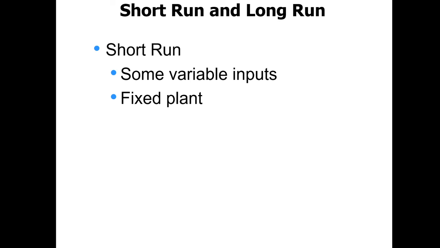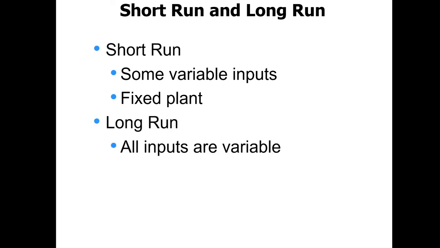When all of your inputs are variable, then we say you are now in the long run. So when that fixed plant becomes a variable plant, now you're in the long run. That's how we tell the difference. We don't say it's six months or a year.